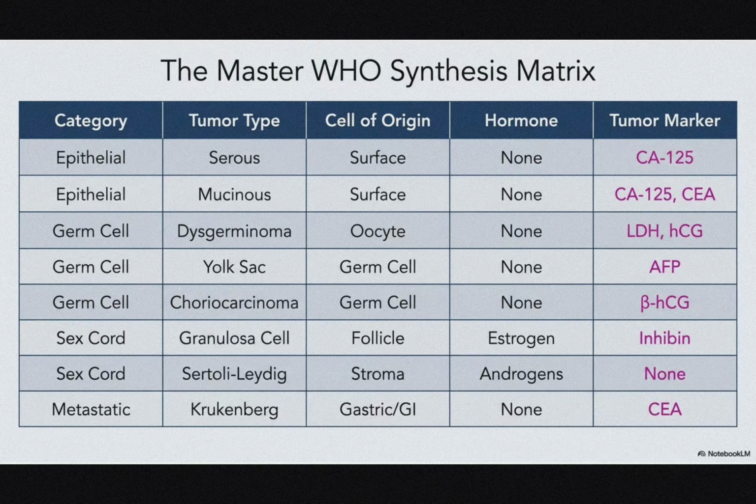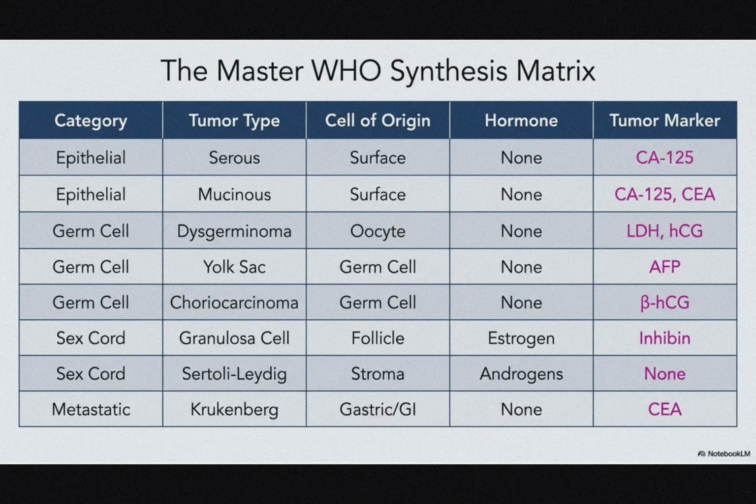Now we have sex cord tumors, that is granulosa cell and Sertoli-Leydig. Granulosa cell of origin is a follicle and Sertoli-Leydig cell of origin is stroma. Hormone in sex cord, that is granulosa cell, is estrogen, and in Sertoli-Leydig we have androgens. Tumor marker of granulosa cell is inhibin and Sertoli-Leydig is none.